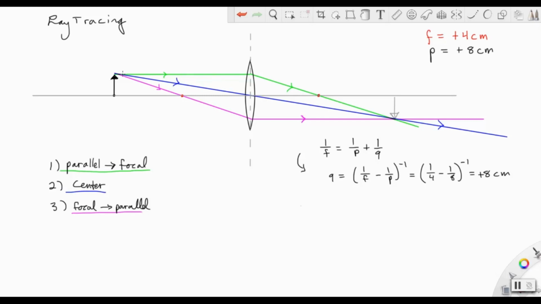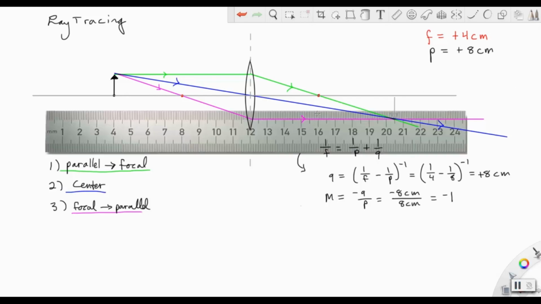Remember that in the lens case, positive means that the light has gone through and the image formed on the other side. We can also see the magnification is going to be negative Q over P, which gives us negative 8 centimeters over our object distance P, which was positive 8 centimeters. So that means we have a magnification of negative 1. In other words, it's the same exact size, but it's flipped upside down. So let's take a look at our ruler and see how close we were.